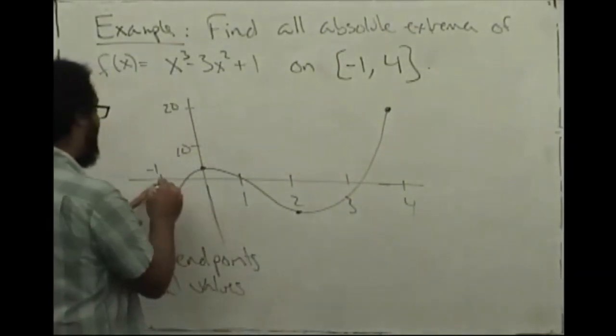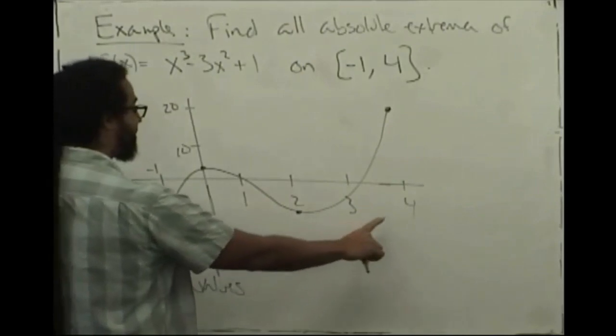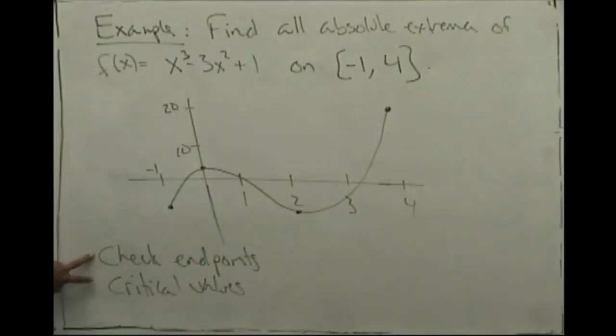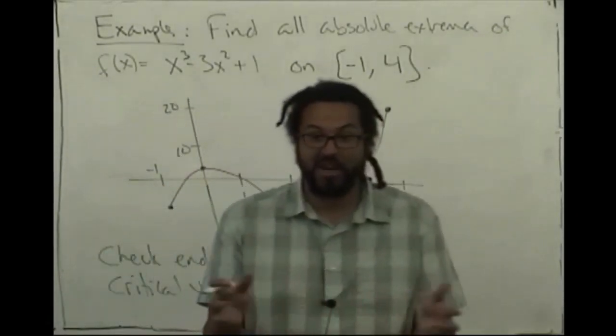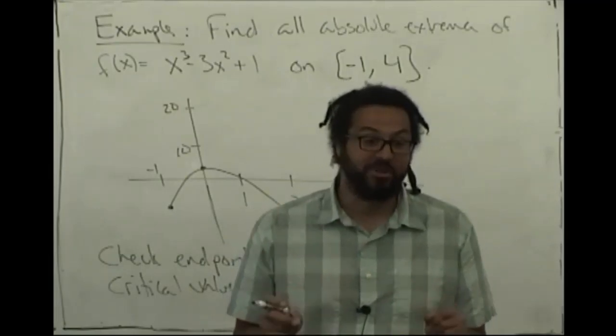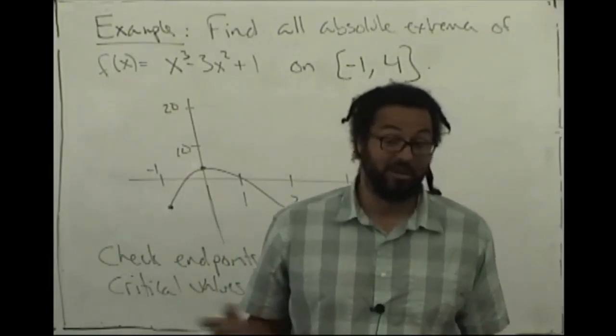So among all of the infinitely many possibilities from -1 to 4, we can limit our testing to just the endpoints and the critical values. That takes infinitely many numbers and reduces it down to a finite number of cases that we will need to check. So that's very helpful. Okay.